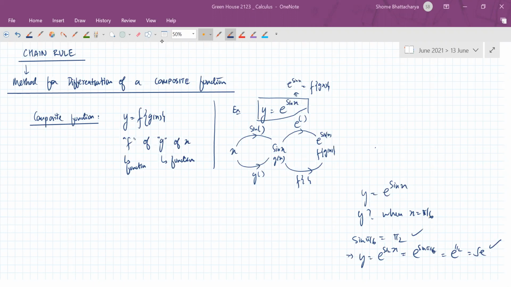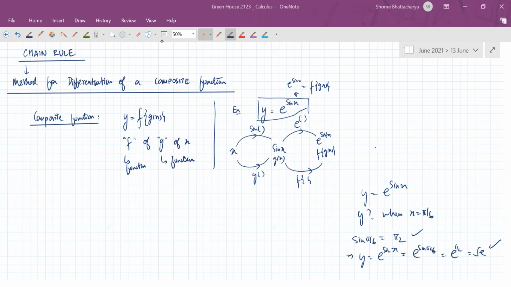So to get from x to y, I have to do two operations. I have to do two calculations. First I have to calculate sin pi by 6, which is coming out to be half. Then I have to raise e to the power of that. So that's coming out to be root e. So that's how I'm getting the value of y. How much? Square root of e when the value of x is pi by 6. Okay, sir. Yes, sir.